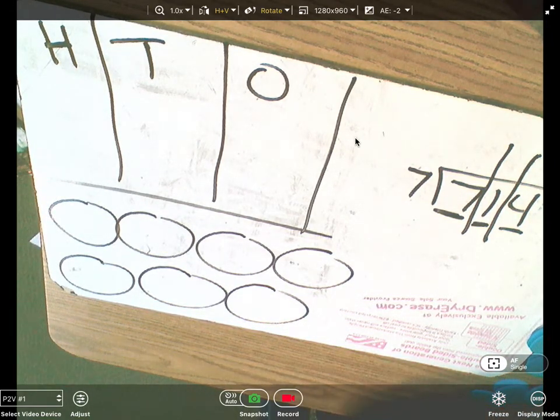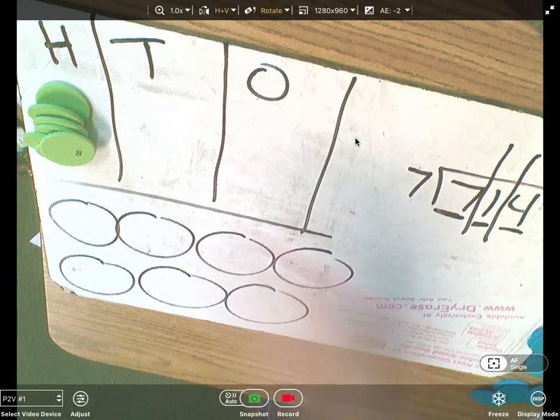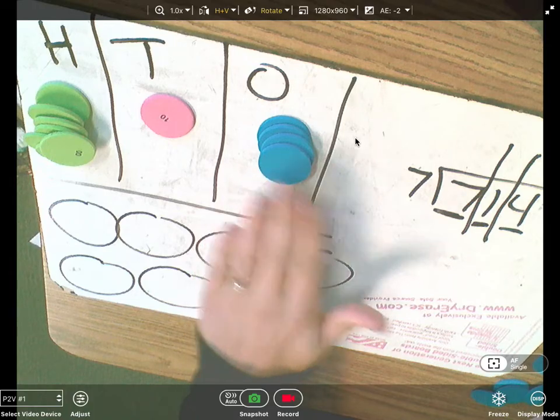1, 2, 3, 4, 5, 6, 7 in my hundreds place. I'm going to count out just 1 ten. And I'm going to count out 4 ones. 1, 2, 3, 4. Okay, great. So I have 714. I'm dividing it by 7.